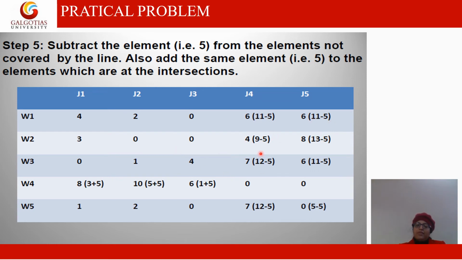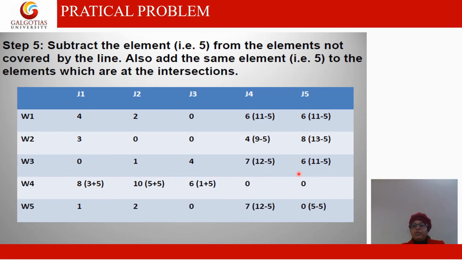In the second row, the 3 was the covered element and the remaining 2 were uncovered. So I subtract the minimum value 5, that will be 9 minus 5, which is 4, and 13 minus 5, it is 8. In row 3, I find that the first 3 elements were the covered elements. So I am going to subtract this value 5 from the uncovered elements, which is 12 minus 5, which is 7, and 11 minus 5, which is 6.